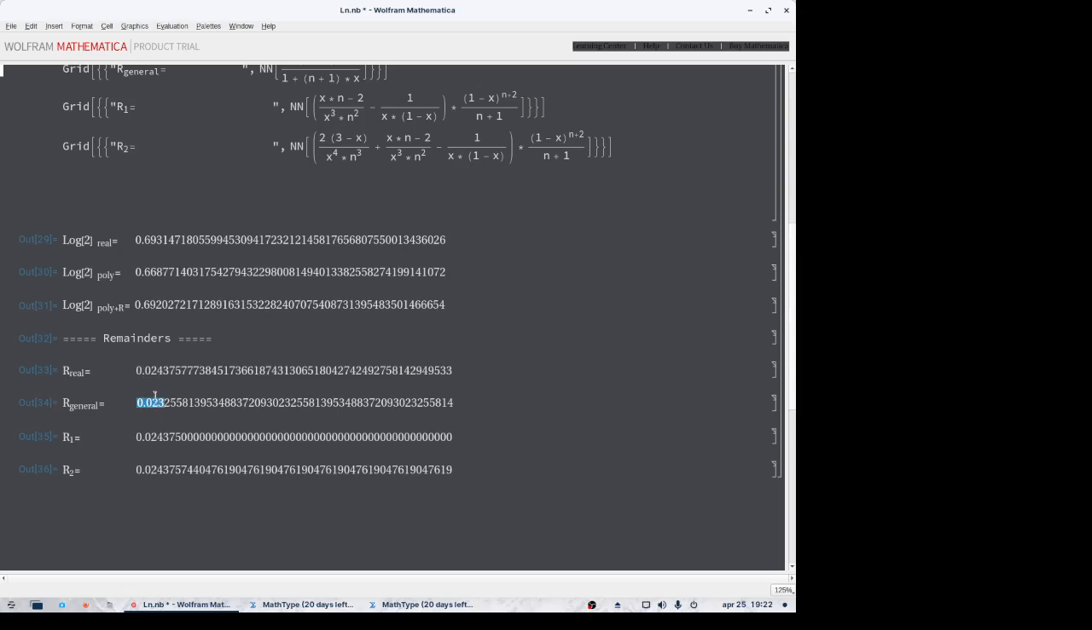So the general term is accurate to 2 decimal places, which is good. The second remainder term is much better. As you can see, it's 6 decimal places. It approximates the remainder term. And the third one tries to be somehow better. It's 1 decimal place more than the first one.